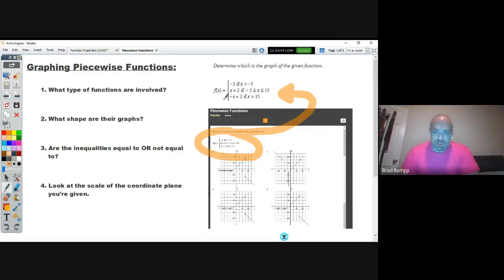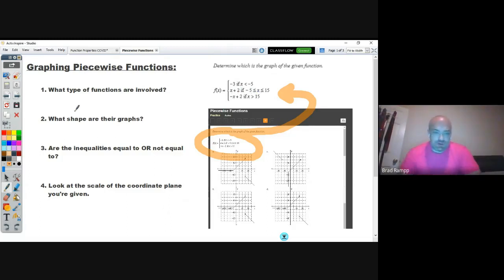So we have this one here: f of x is -3 if x is less than -5. It then switches to x plus 2 when x is between -5 and +15. And then it switches to -x plus 2 when x is greater than 15.